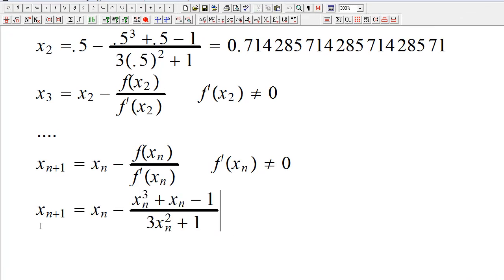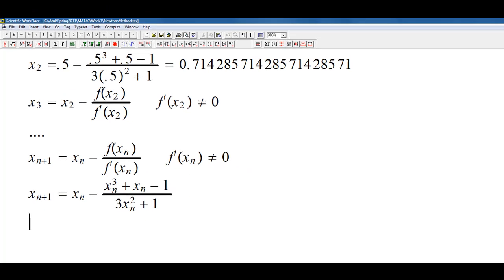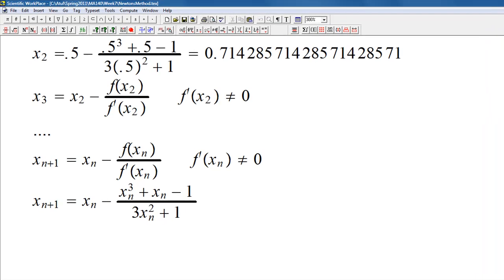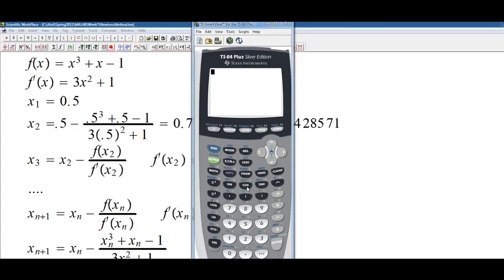All right, and you can see that if we substitute this value in here, we will get the value of x3. Now I can substitute and go on computing, if I enjoy computing like that, or I can use my graphing calculator to make the process go faster, and later once you understand the method you can make it much faster. Okay, so we will now use our calculator to get the successive values.